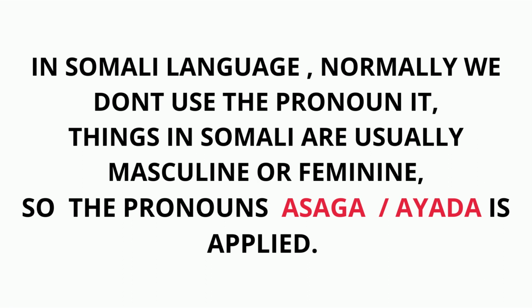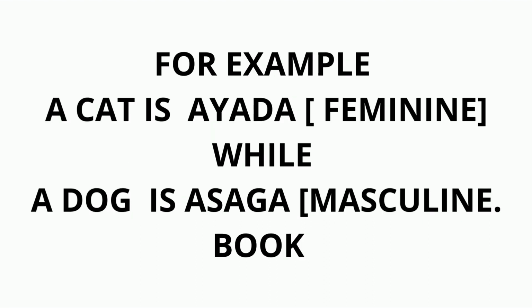Things in Somali are usually masculine or feminine. So the pronouns asaga or ayada is applied. For example, a cat is nyanyurta. The ta at the end of nyanyurta shows that the cat is feminine. So the pronoun should be ayada. While a dog is eiga. The ga at the end is masculine. So the pronoun to use is asaga.